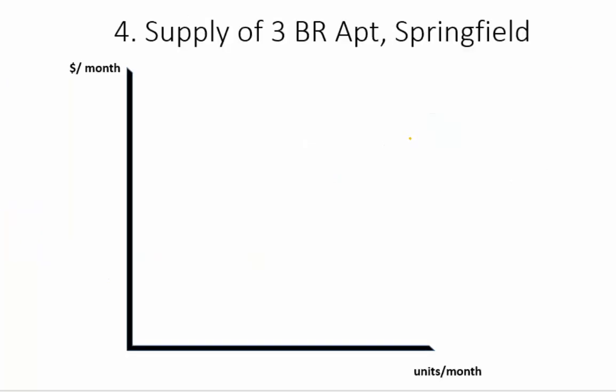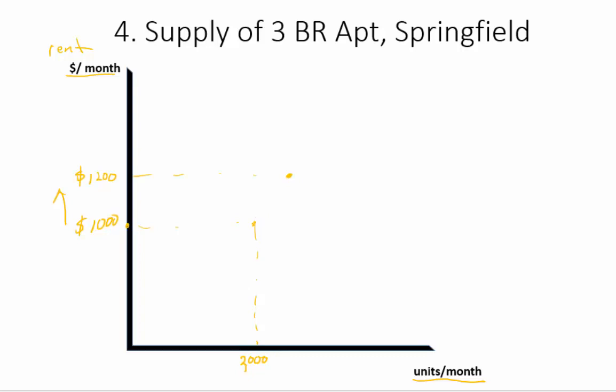Okay, let's do one more supply elasticity. Now I'm looking at the supply of 3-bedroom apartments in Springfield. So price now is dollars per month, that's the rent, and quantity is in the units offered per month by landlords and apartment complexes. And we'll say that the price starts at $1,000 a month, and at that price in this town, landlords offer 2,000 units, and the price goes up to say 1,200.